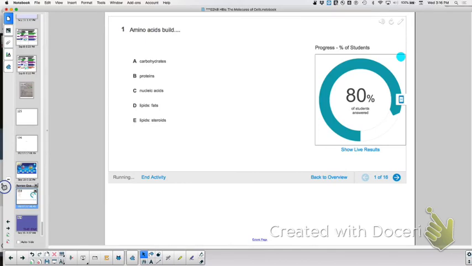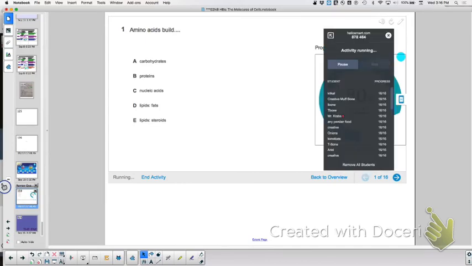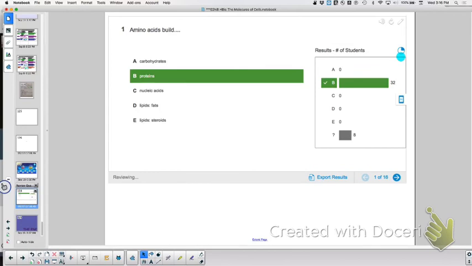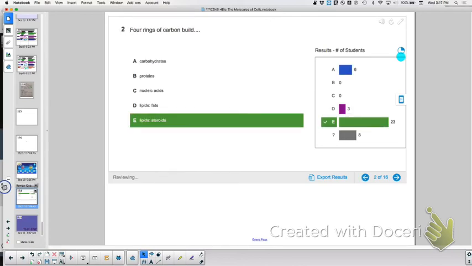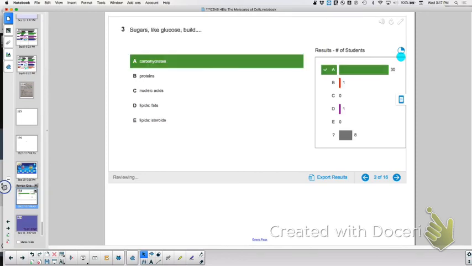Okay, we're going to go ahead and resume and check our answers now. So, question number 1, amino acids build proteins. Looks like all of you got it right because these are just extra names. Good job. 4 rings of carbon build lipids, dash what? Steroids. Remember, 4 rings of carbon. Number 3, sugars like glucose build carbohydrates, not proteins, right? Sugars don't build proteins or fats. Now, if you have excess sugar, will you convert it into fat? Yes. But sugars like glucose build carbohydrates.